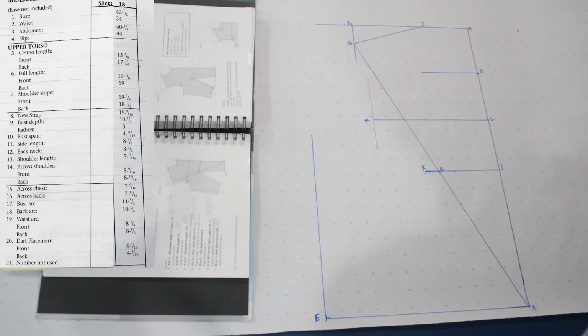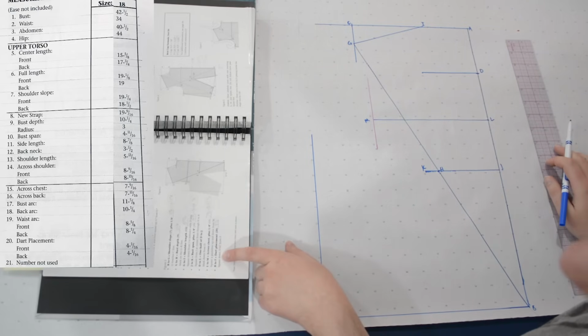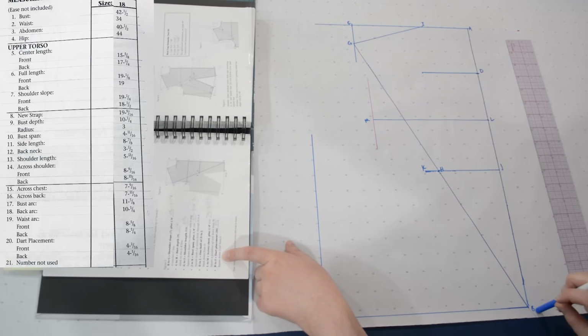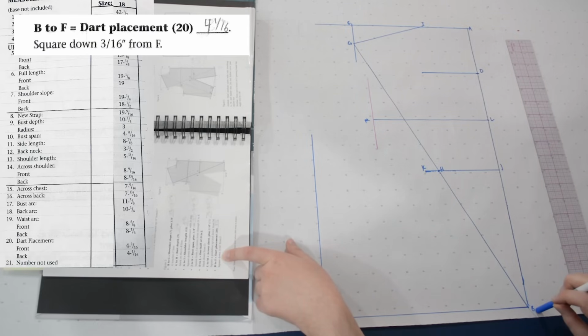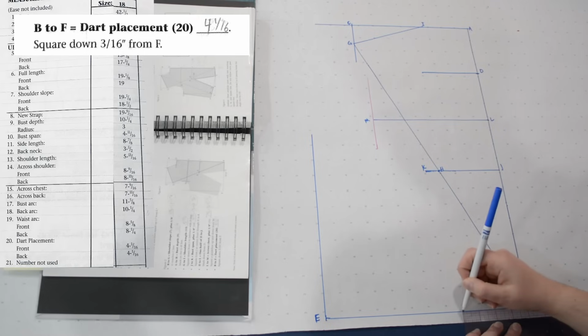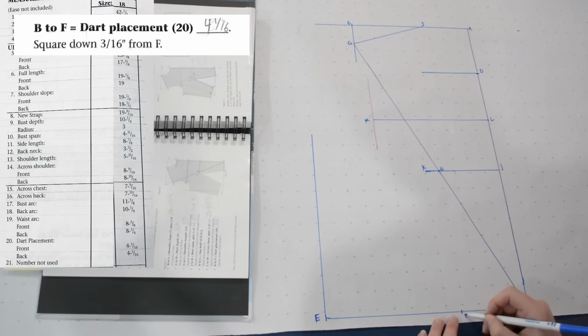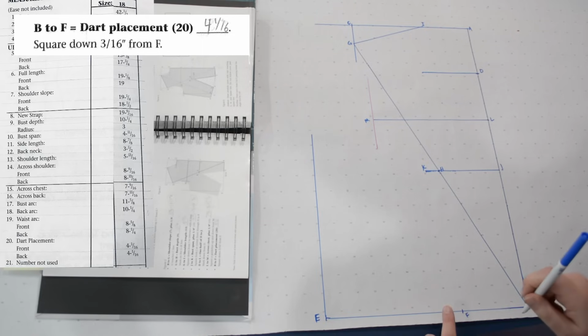L to M. B to F, right? So B down here to F, which seems to be down here. It's where dart placement is. So 4 1/16. 4 1/16, guys. All right. F. That's right.